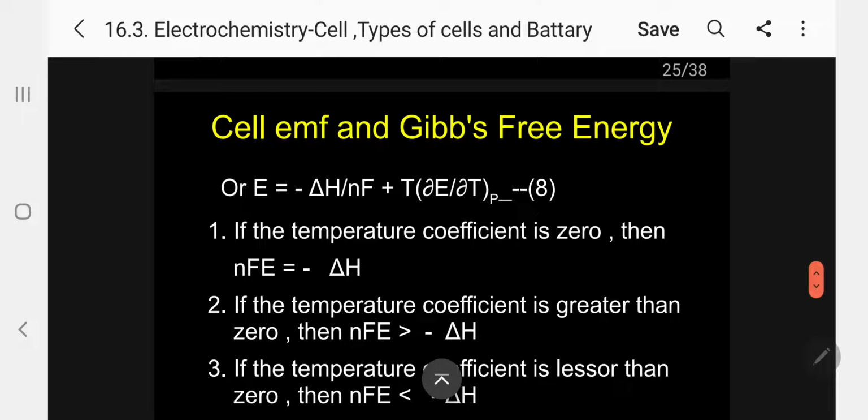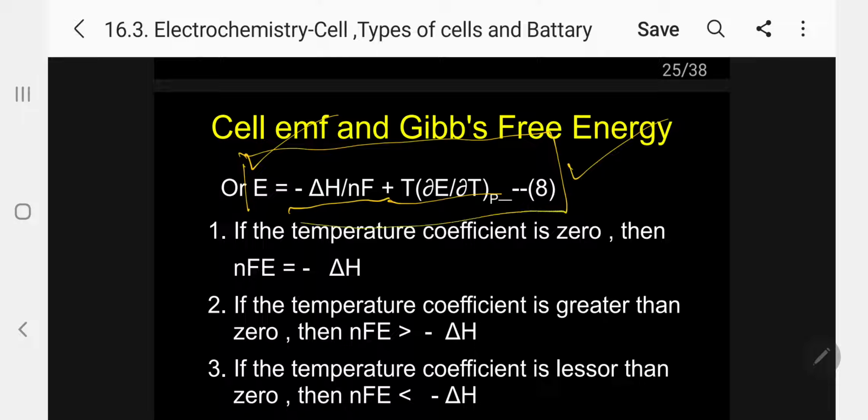Or so I want to write in the form of equation E. Divide throughout by nF. So I am getting E equal to minus delta H by nF plus T dE by dT at constant pressure. Kindly follow. This is another form of the equation. This is the cell equation we need. Kindly follow. Now, number 1.